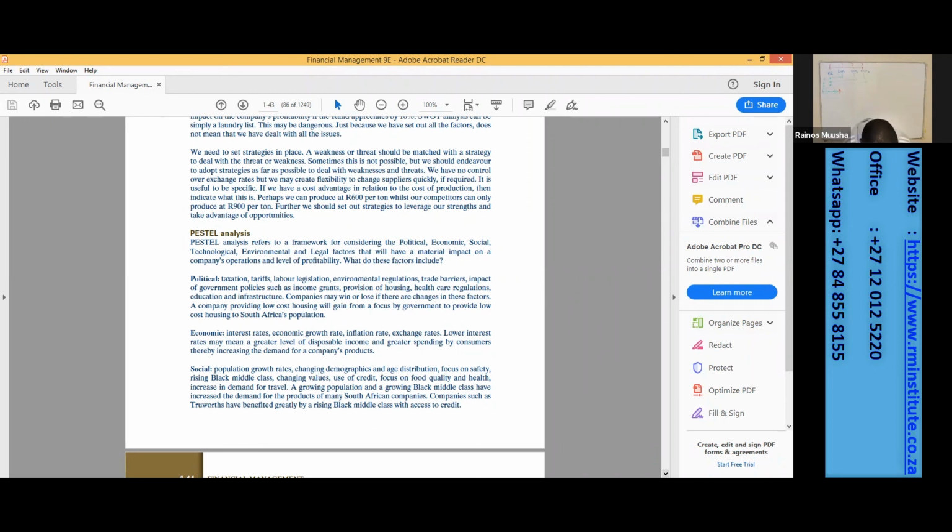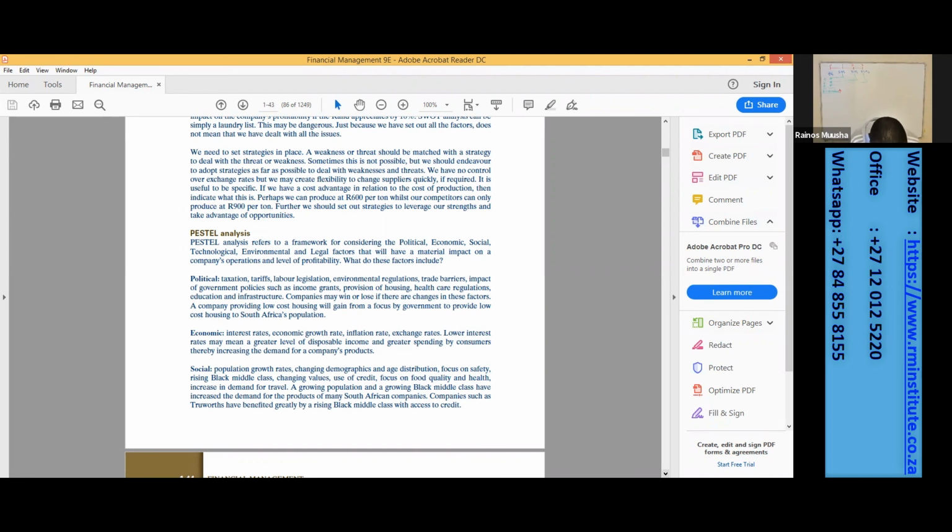So when you look at political factors, this is where the company is going to be looking at taxation, tariffs, labor legislation, environmental regulation, trade barriers, and the impact of government policies such as income grants, provision of housing, healthcare regulations, education, and infrastructure as well. So companies may win or lose if there is a change in these factors. So they have to assess these factors to see exactly how they are going to affect the operations of the company going into the future.